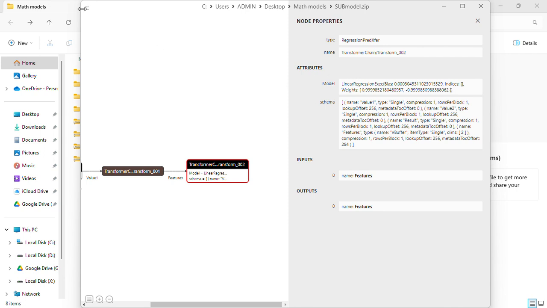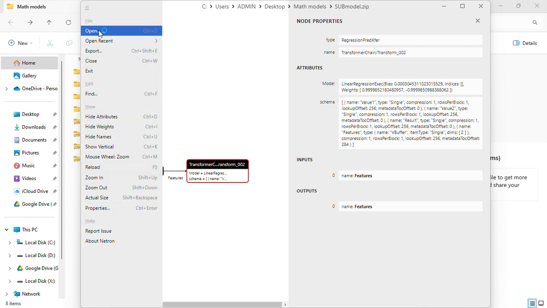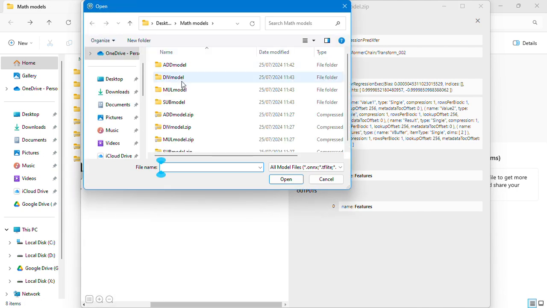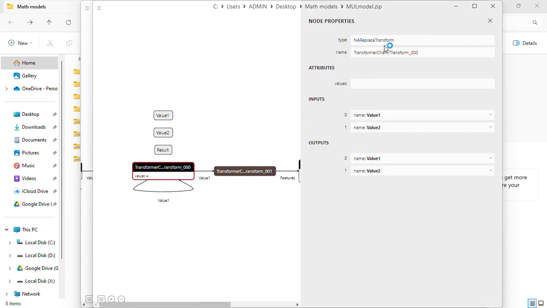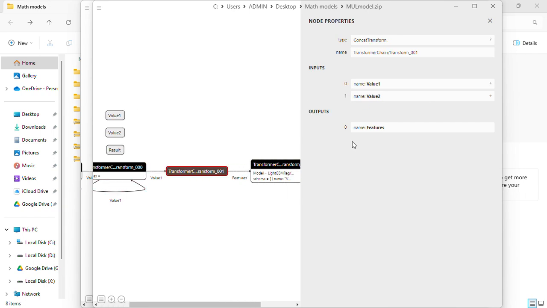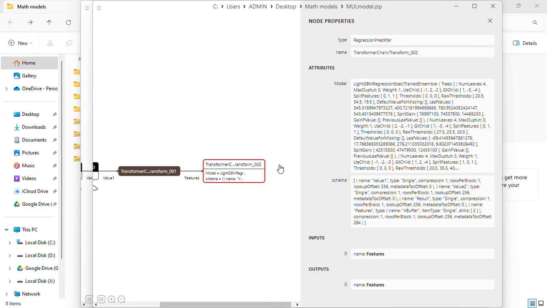I wonder what the model of multiplication is going to look like. Now let's find out. So this is the multiplication model. Let's open it and see. Okay, so this is the multiplication model. Doesn't look as complicated as I would expect it to look. Replace transform also takes in value 1, value 2 and outputs features. And what about this? Let's see. Oh, okay, LightGBM. So this is the model itself.